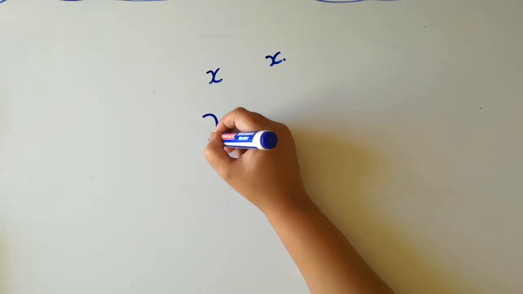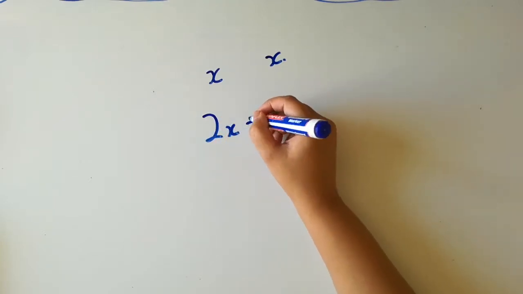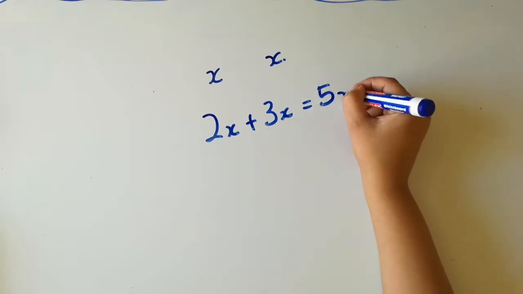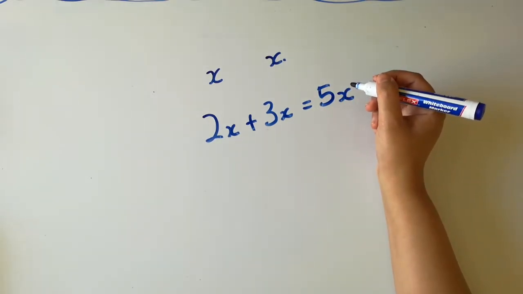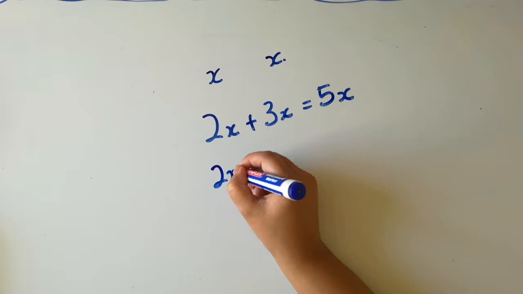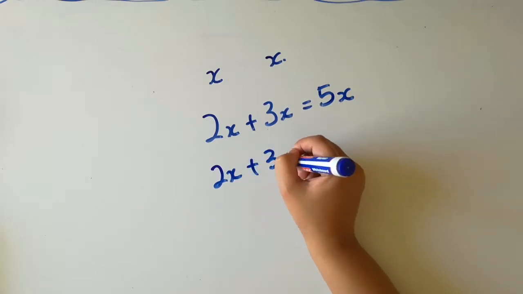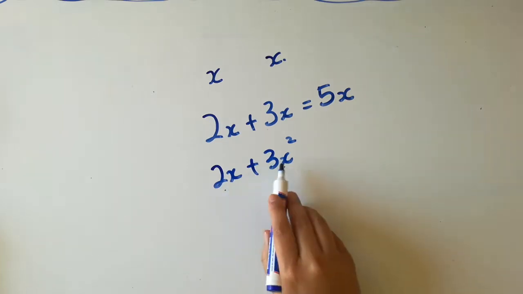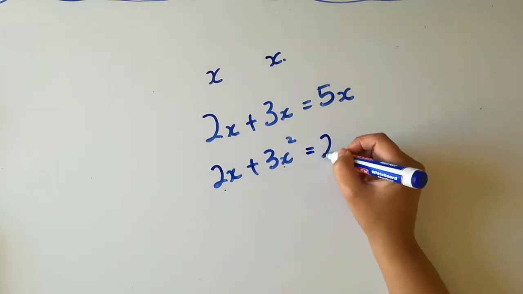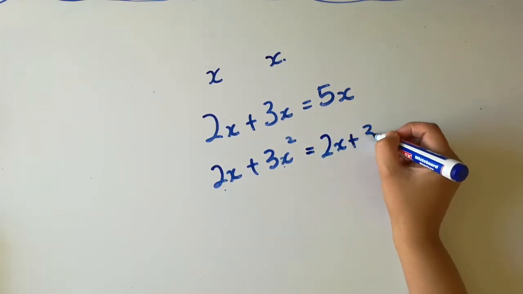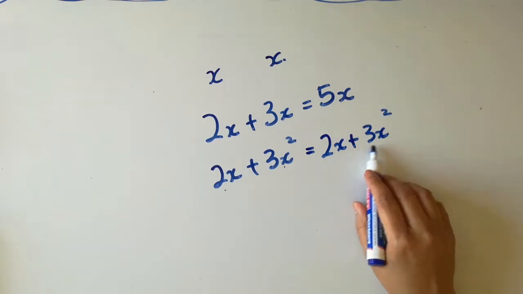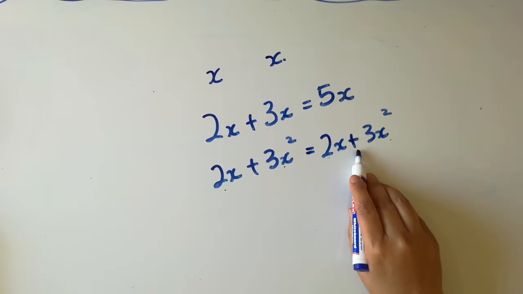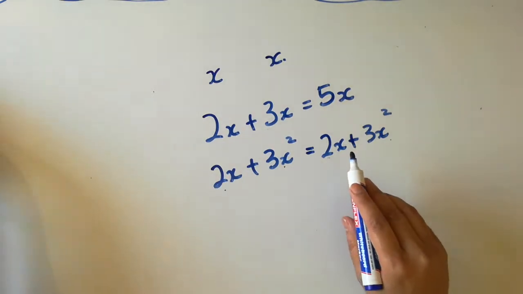Example, 2x plus 3x will give me 5x. I can't add 2x plus 3x squared. These are not like terms. So the answer for this one will be 2x plus 3x squared. I can't simplify that anymore, so that will be my answer. Let's look at a few more examples.